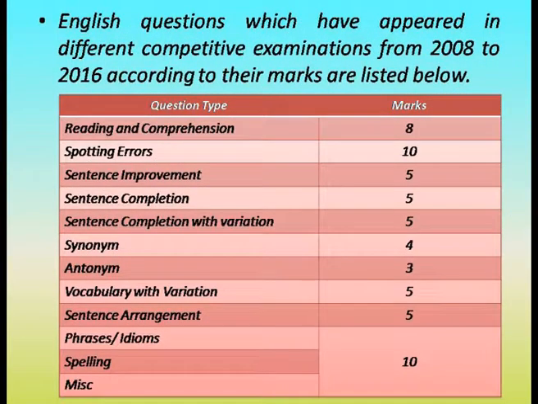The questions which have appeared in different competitive exams from 2008 to 2016, according to their marks, are listed below. Question types and marks: reading and comprehension 8, spotting errors 10, sentence improvement 5, sentence completion 5, sentence completion with variation 5, synonym 4, antonym 3, vocabulary with variation 5, sentence agreement 5, phrases and idioms 5, spelling 10.